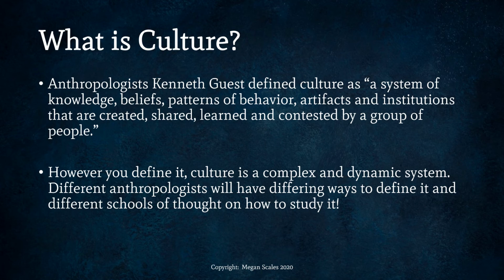Yet another anthropologist, Kenneth Guest, defined culture as a system of knowledge, beliefs, patterns of behavior, artifacts, and institutions that are created, shared, learned, and contested by a group of people. Now, Guest includes more behavior and institutions, and he includes contested, so that contrasts with my earlier, simpler definition. Institutions could include the example I provided earlier, like the institution of marriage, or any other societal structures that we have within groups of people, like leadership, even religion could be seen as an institution.